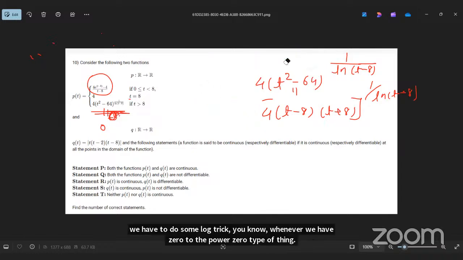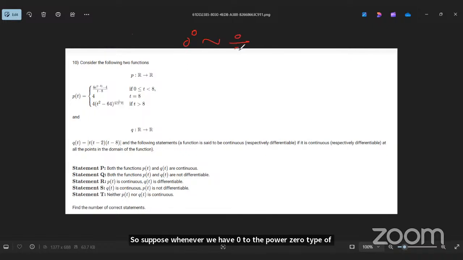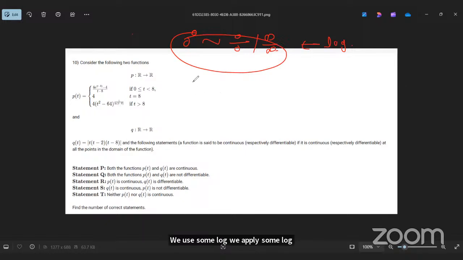There is one trick which we use for simplifying such type of functions. Whenever we have a 0 to the power 0 type of situation, for converting this into 0 by 0 or infinity by infinity, we use some log. So we apply log here and then compute it. Here, consider L to be equal to 4 times t square minus 64 to the power 1 by ln of t minus 8, and apply ln both sides.